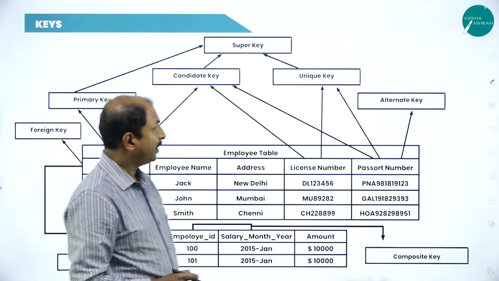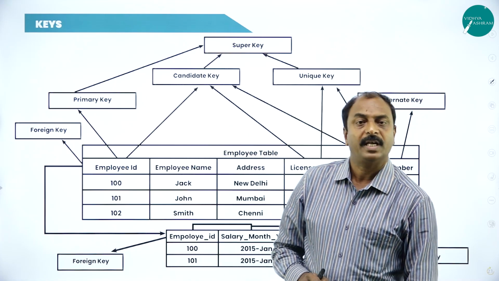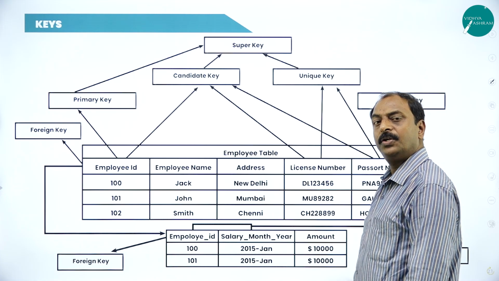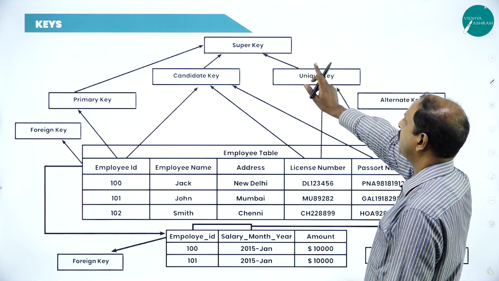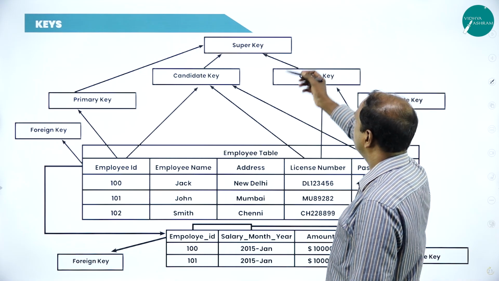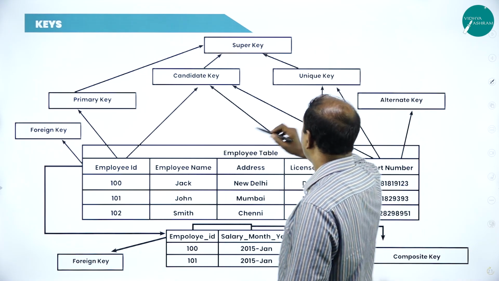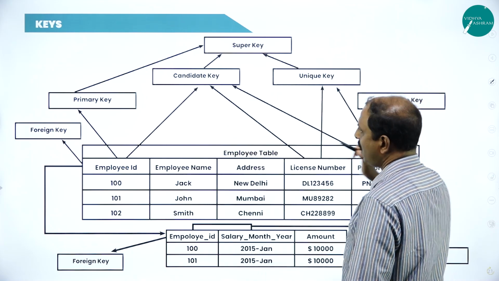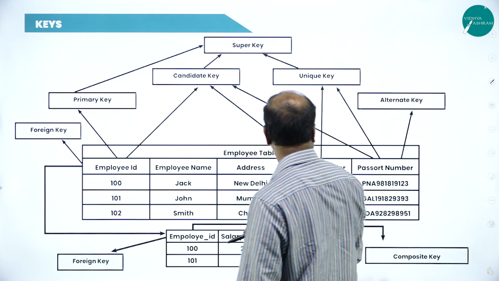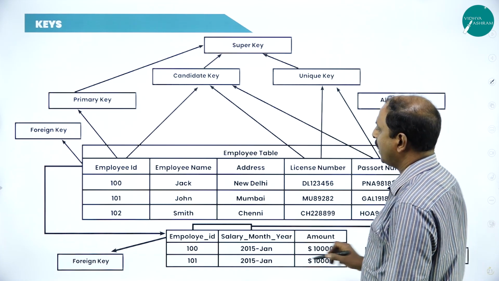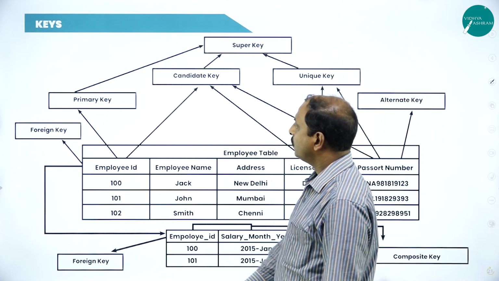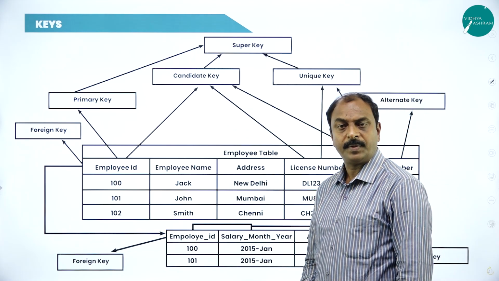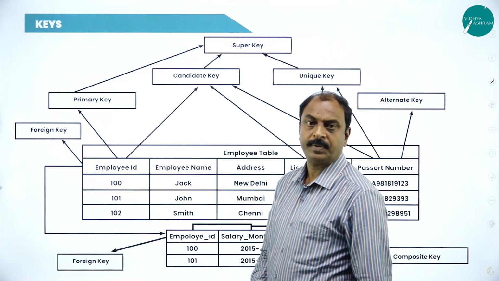Now we look at this diagram and let us try to understand different types of key. By looking at this diagram, we can see different types of key. Now let me read out the different types of key. This is super key, candidate key, unique key, primary key, alternate key, foreign key, and composite key. So these are different types of keys we can make use of in our database to connect more than one table in a database.